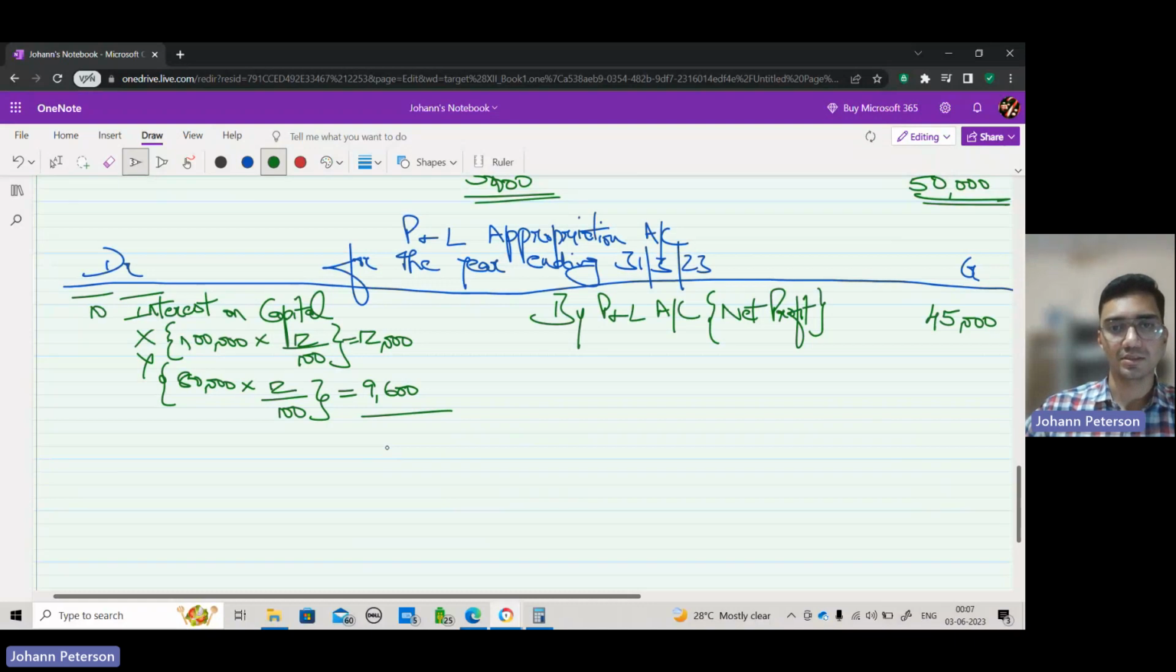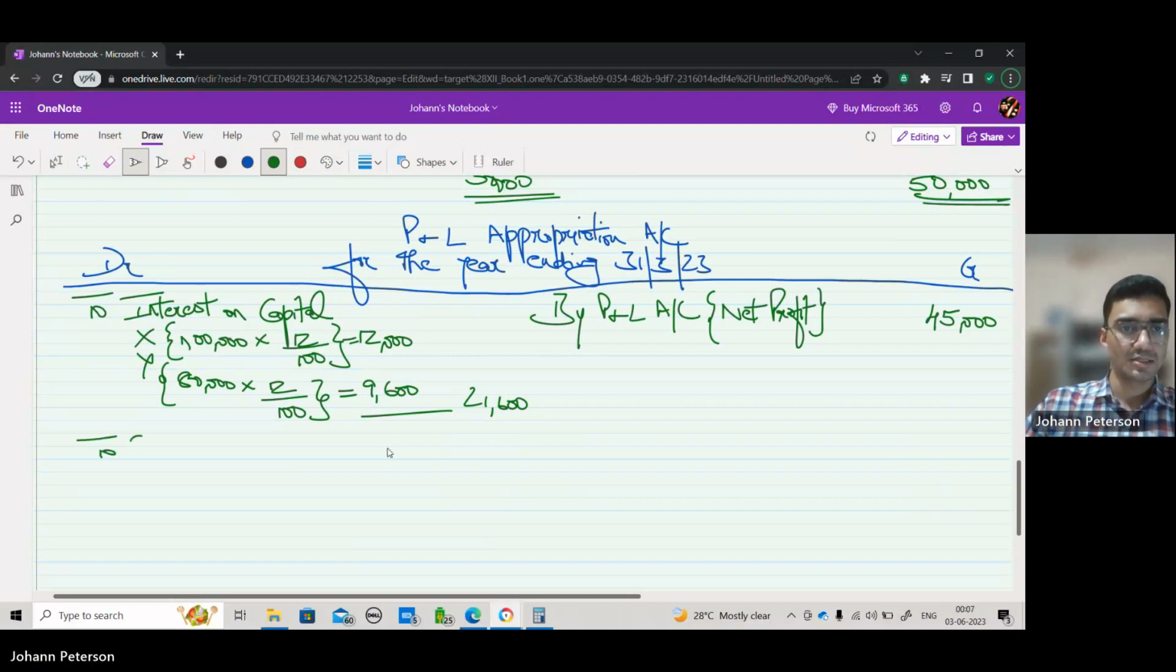$9,600. So my total over here is going to be 12 and 9 makes it 21, so 21,600. Now what else is being given? Y is allowed an annual salary of 6,000. So everything is the same like the last question now.